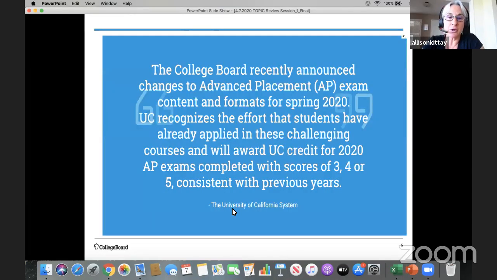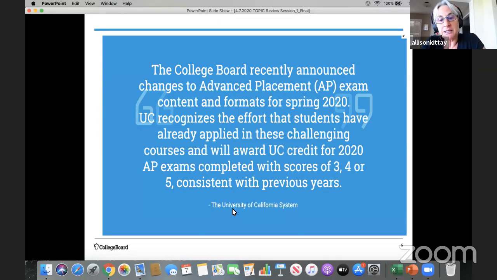I just wanted to share with you a slide that indicates what the University of California system, and I suspect many other colleges, are saying about this year's exam. The College Board recently announced the changes to the AP exam content and formats for the spring 2020.